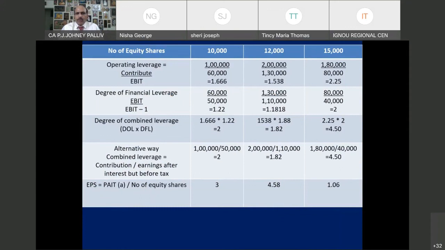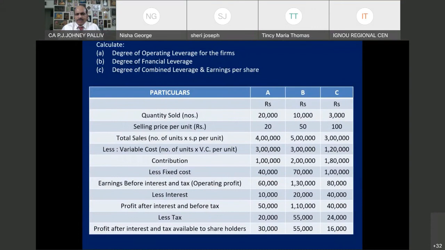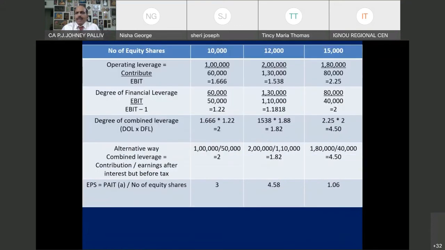Then degree of financial leverage, EBIT divided by EBIT minus I. EBIT is operating profit: 60, 130, 80. EBIT minus I, that is profit after interest before tax: 50, 110, 40. Therefore, the ratio is 1.22, 1.18, and 2. And friends, DCL is the product of DOL and DFL: 2, 1.2, 4.5.